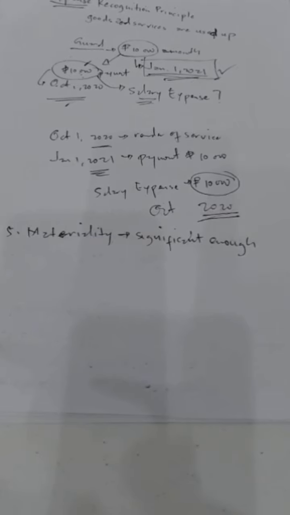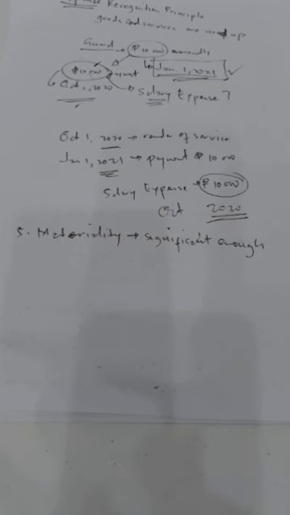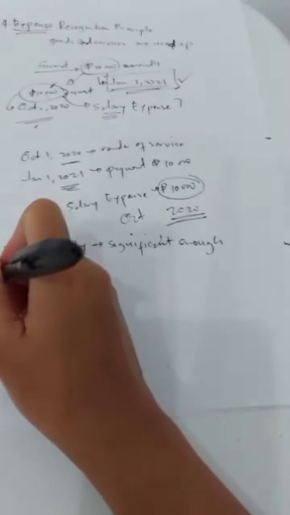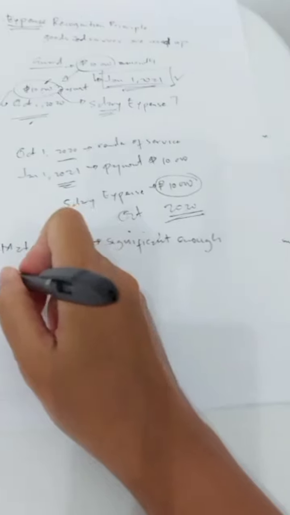So, depende sa size and nature ng item na gina-judge natin in a particular circumstances of its omission. So, yun yung materiality. So, ulitin natin yung basic concept. Una is objectivity. Second is historical cost. Third, revenue recognition. And fourth, expense recognition principle. And yung 5 ay materiality. And yung number 6 ay consistency.